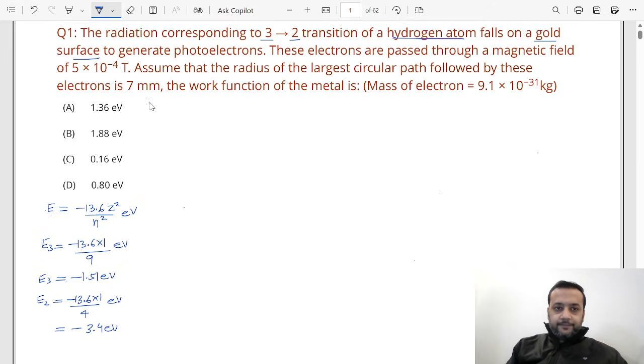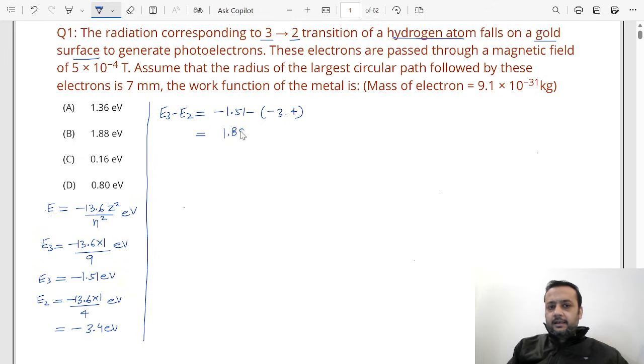So if the electron jumps from the third to the second shell, the photon will be released and the energy of the photon will be given by E3 minus E2. So you can say that it is minus 1.51 minus of minus 3.4. This value, if you calculate, is nearly 1.89 electron volt. This is the energy of the released photon.